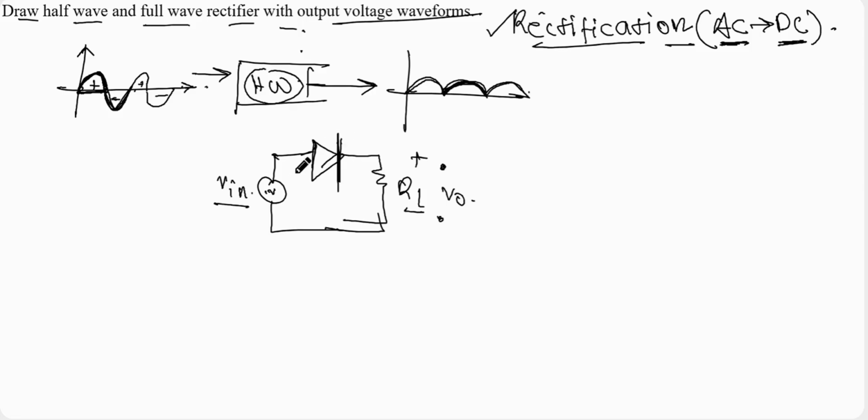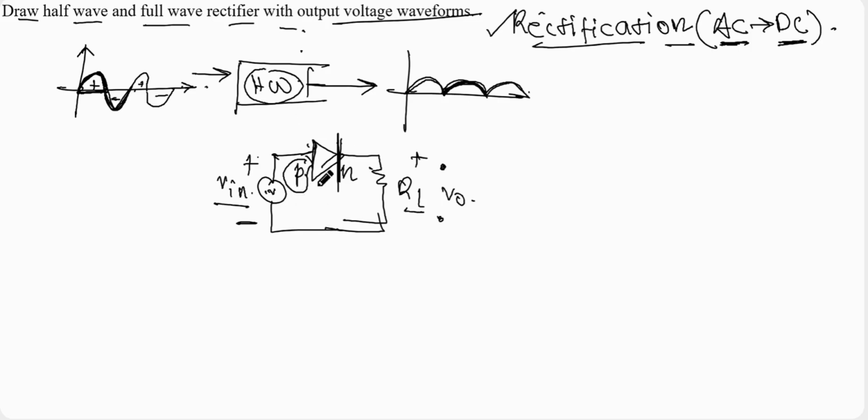So this is a PN junction diode. This is the P side. This is the N side. And this is the alternating current voltage supply. When the P side of the diode is connected to the positive terminal of the battery, then the PN junction will be forward biased, which means the diode will conduct.